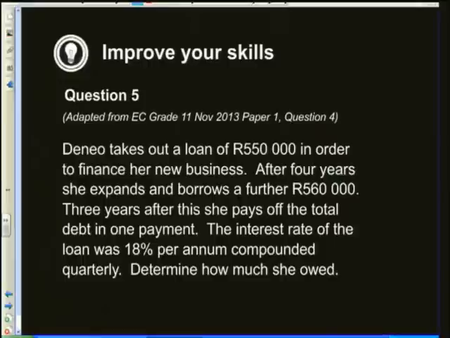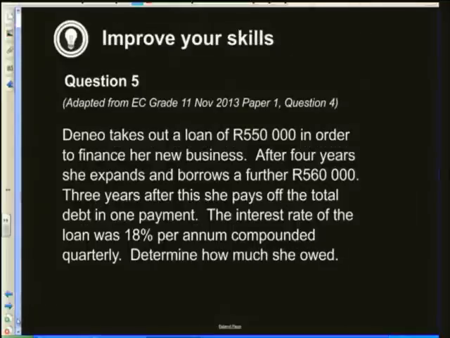Okay, we've got a finance question, and let's try and squeeze that in as well. Let's go through it quickly. Dineo takes out a loan of 550,000 Rand. That's how much she borrows. Remember that a loan from a bank or any financial institution is the same as the bank investing in you, because you won't give them 550,000 Rand back. You'll give them something bigger. So she takes out that loan in order to finance her business.